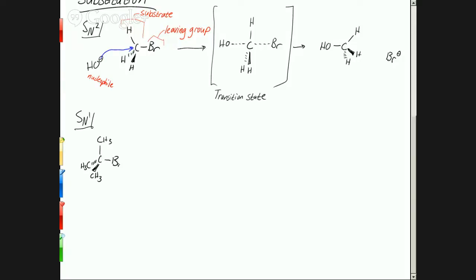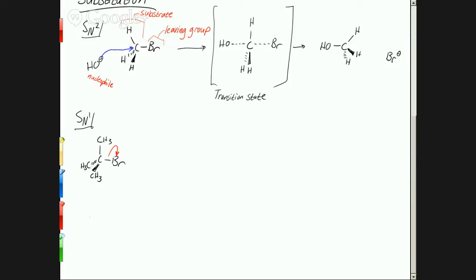Something like this. So instead of a primary carbon or a methyl carbon like we have over here, we have a tertiary carbon, a carbon with 3 other carbons attached. We talked about those when we looked at carbocation stability. And so in this SN1 reaction, a carbocation is actually formed first.